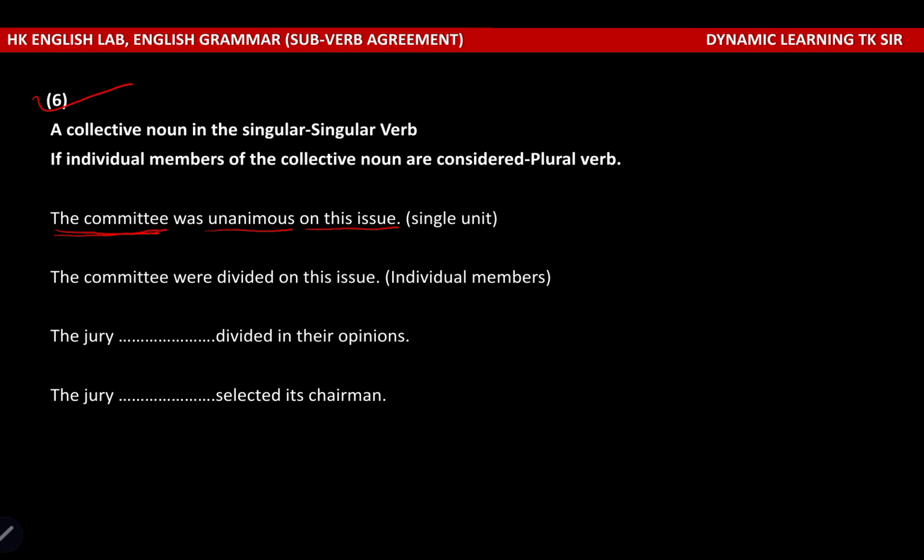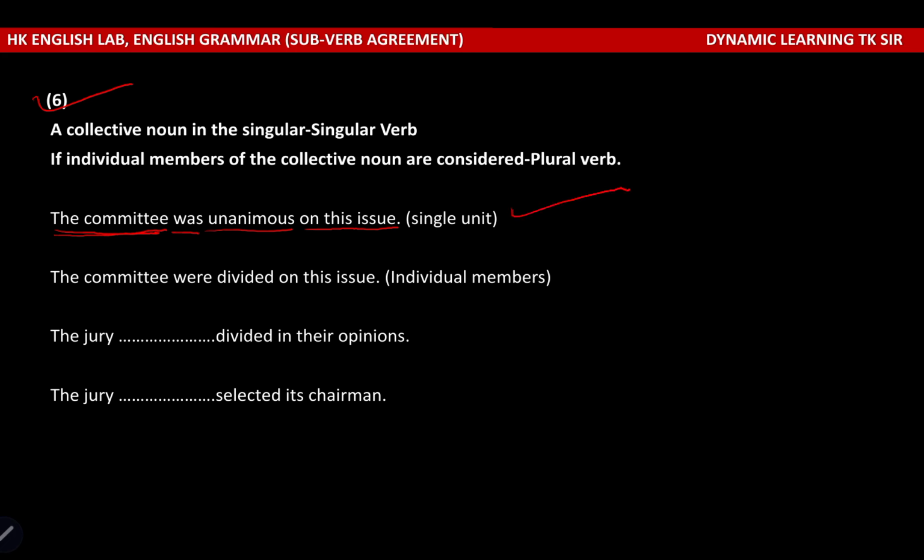Unanimous here means all the members have the same consent, the same decision. When all the members in a committee have the same decision, that committee is treated as a collective one. Am I right? Because all the members have the same decision, same consent. So here this collective noun is regarded as a single unit, and that takes a singular verb, as you can see here, because it is a singular unit.